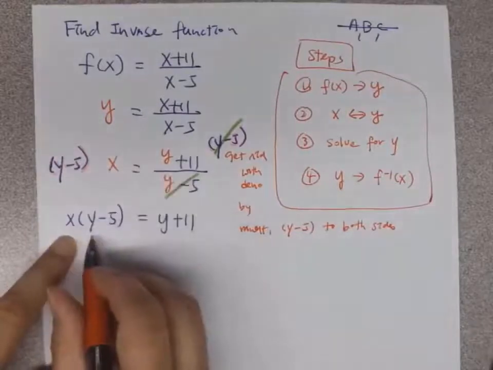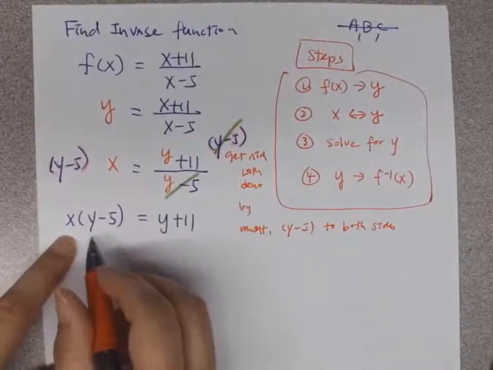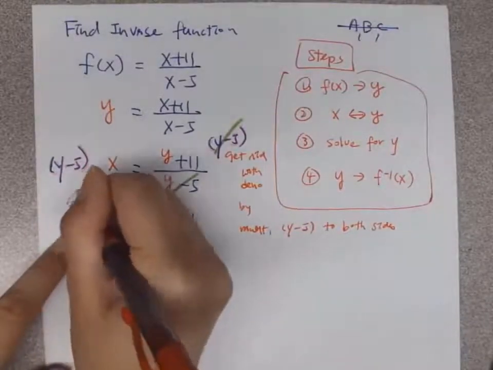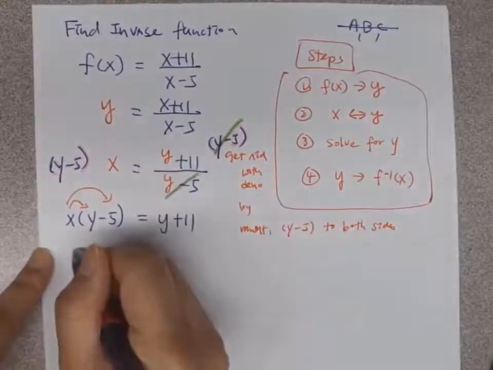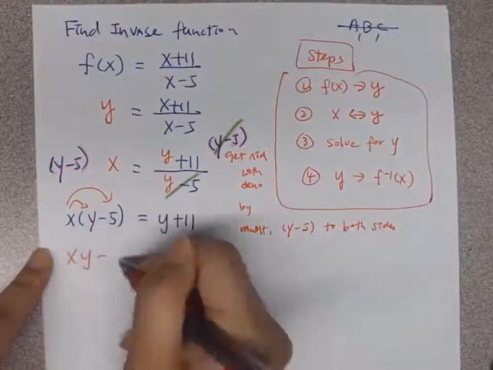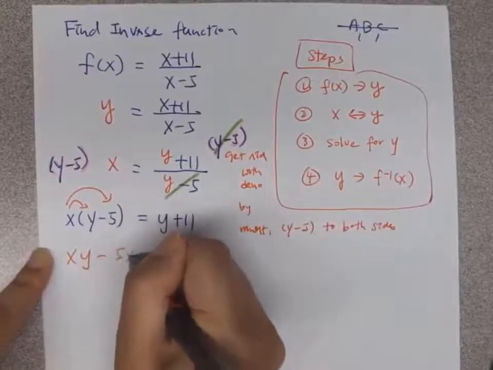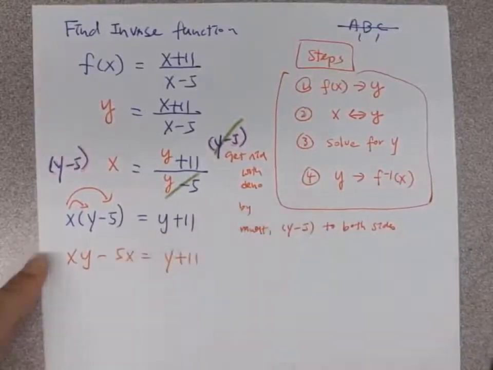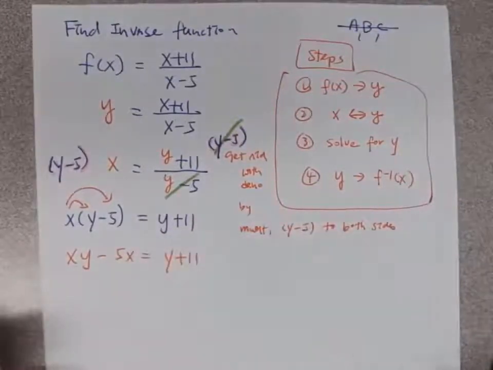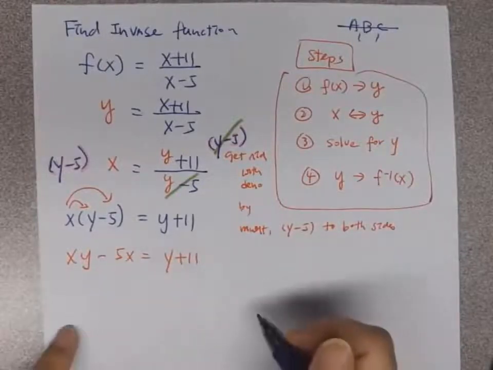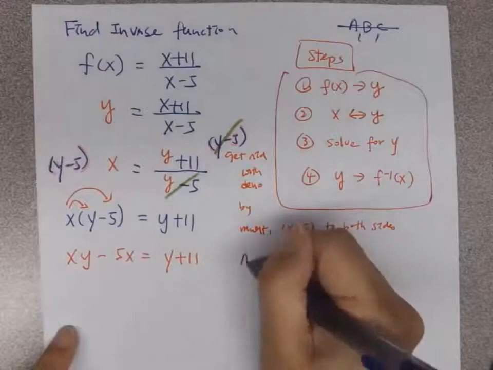What happened here? Distribute the x in here, so we get xy minus 5x equal to y plus 11, right? And then what? We are solving for y, so all the terms with y need to go together.